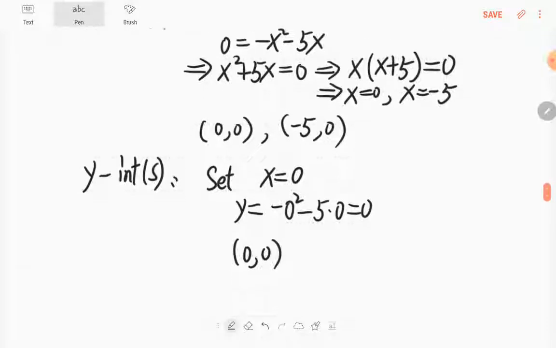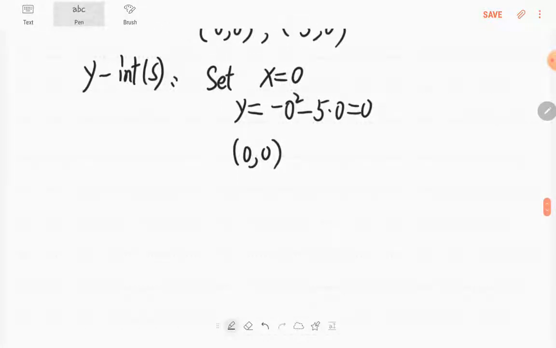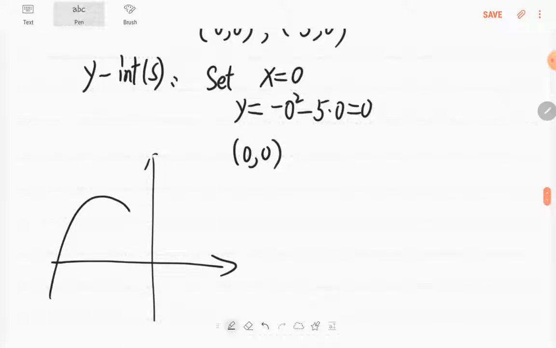Okay, so the graph, if you sketch the graph, you will notice it would look like this one. So this is the origin, which is the x-intercept and also the y-intercept, and you have (-5, 0). This is the other x-intercept.